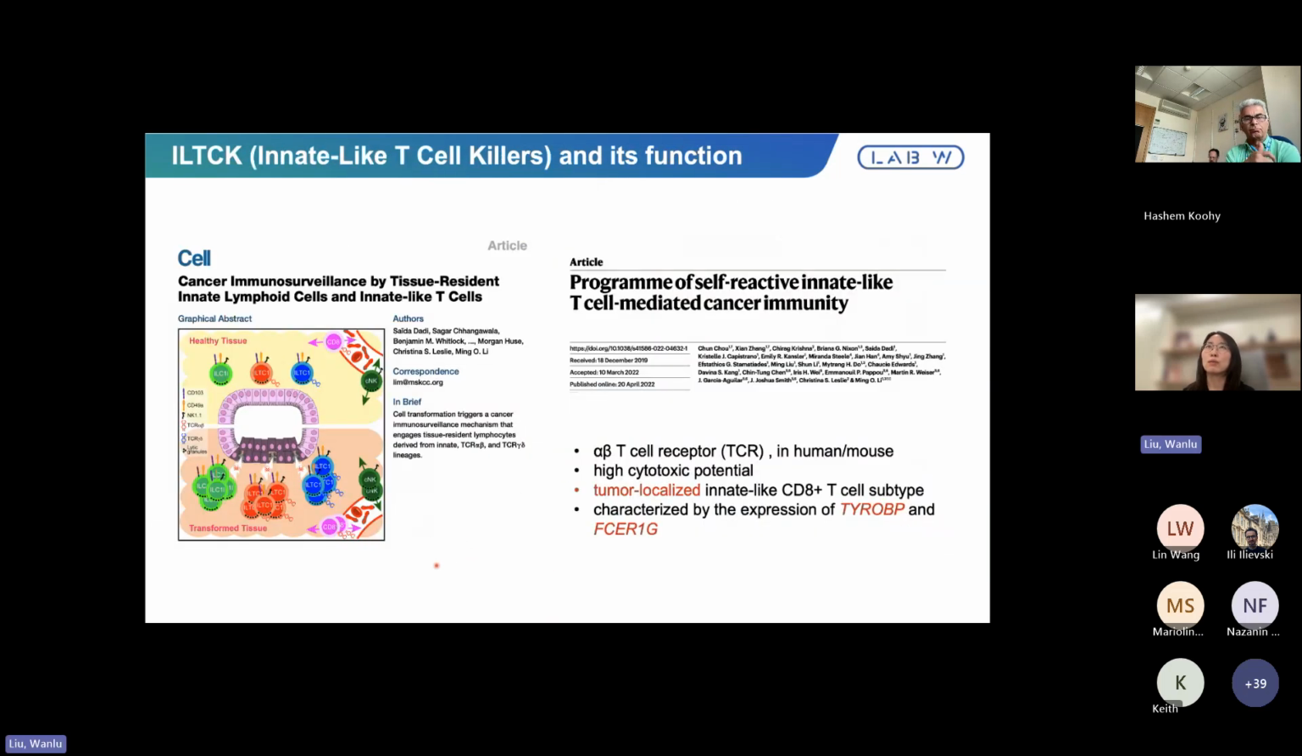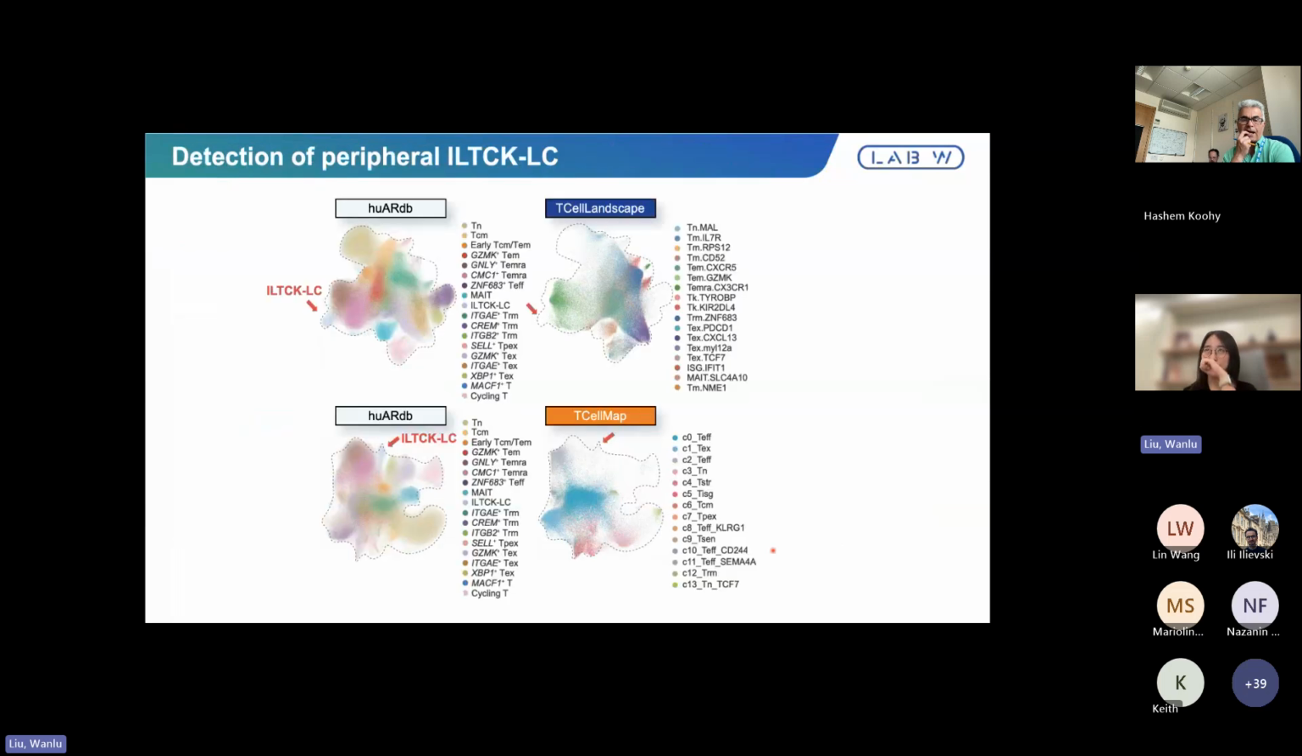Another cell subtype that caught our attention is this IOTCK, which is innate-like T cell killers. This novel cell type is defined in these 2 papers. They are alpha beta T cells with TCRs, identified in both human and mouse, with very high cytotoxic potential, especially in the tumor-localized innate-like CD8 T cell subtype. It's characterized by the high expression of TCRαβ and FCER1G, these 2 marker genes.